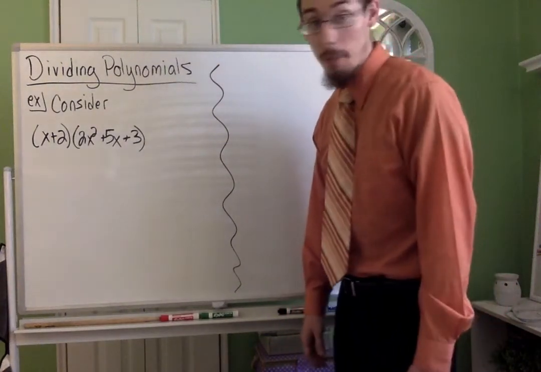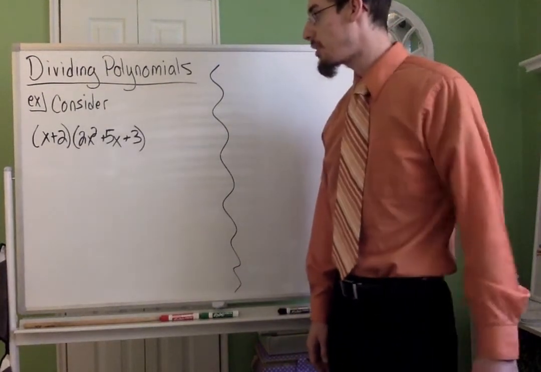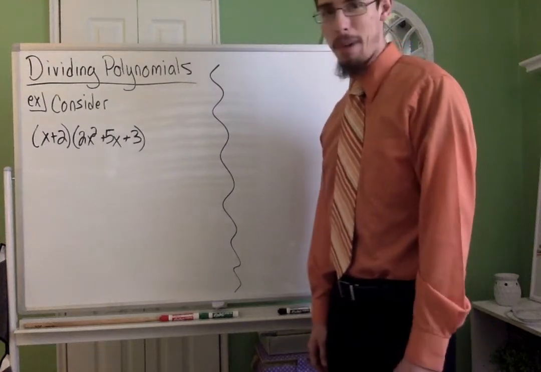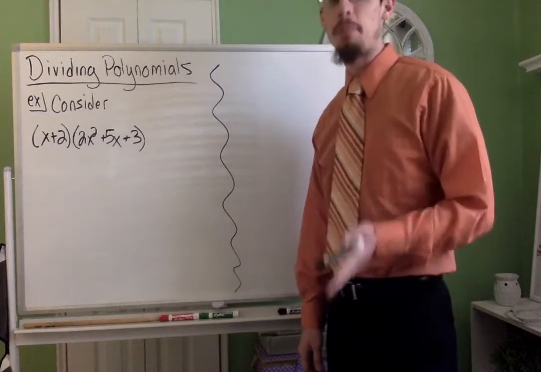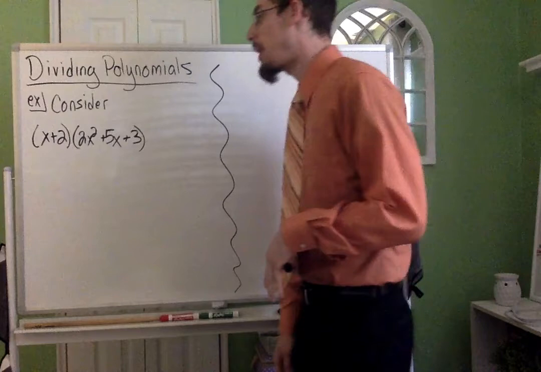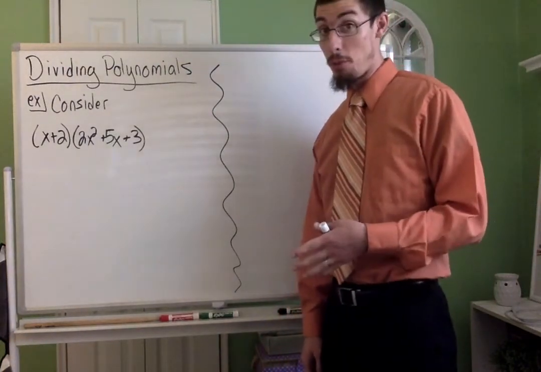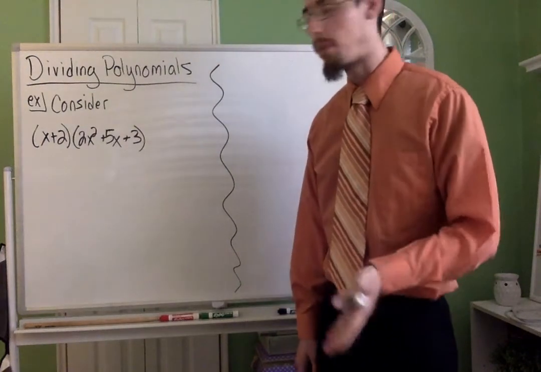Today, we're going to talk about dividing polynomials. So this concept here, if you think about it, dividing is kind of the opposite of multiplication, right? So I think a good way to start this lesson is to first multiply two polynomials, and then I'll show you how to reverse that process.